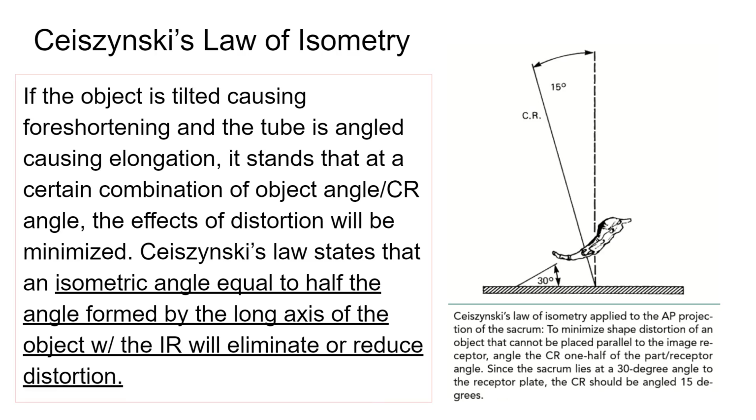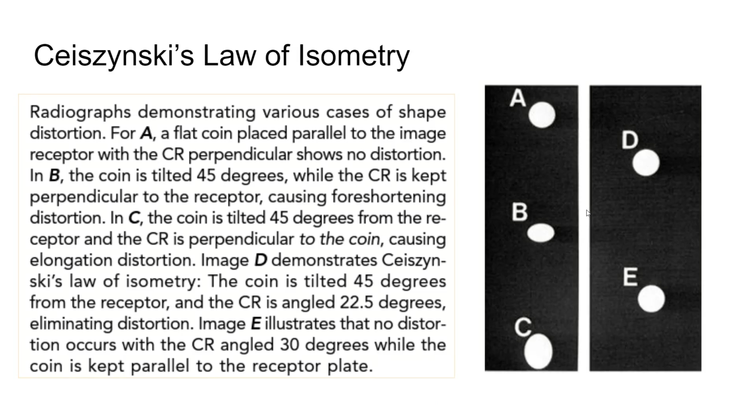So the way we did this in the lab was by using the coins, right? You remember we had to tape them on the sponges and all this kind of stuff to make it work. A was the original object, with a perpendicular tube and parallel to the image receptor. So this is kind of like our baseline image. And in B, the coin was tilted 45 degrees. So here's our foreshortening. It's squished, right? C, the coin is tilted 45 degrees from the receptor, and the CR is perp.